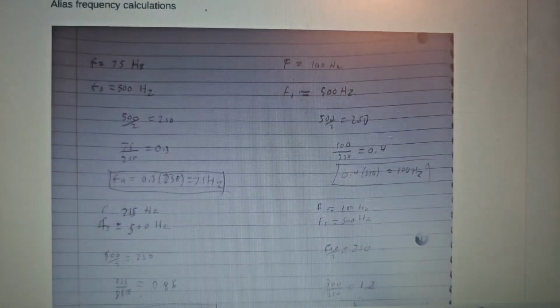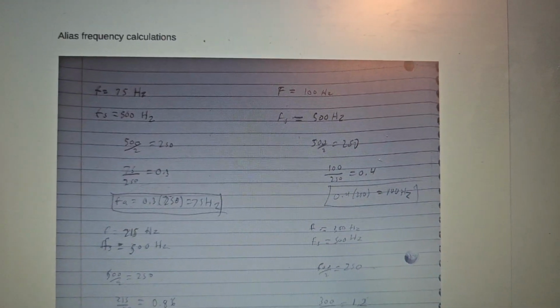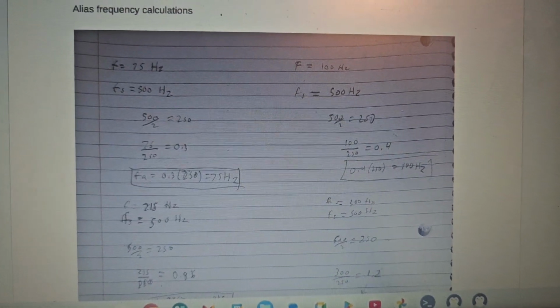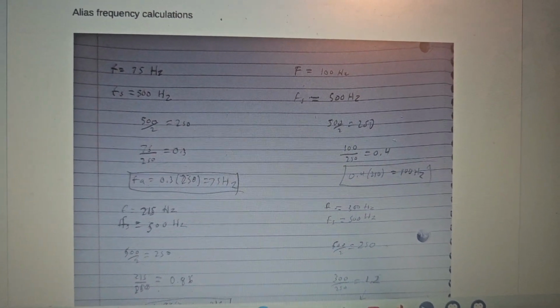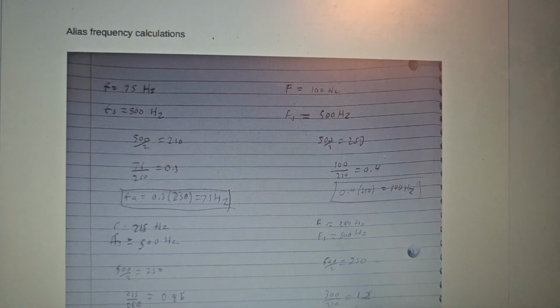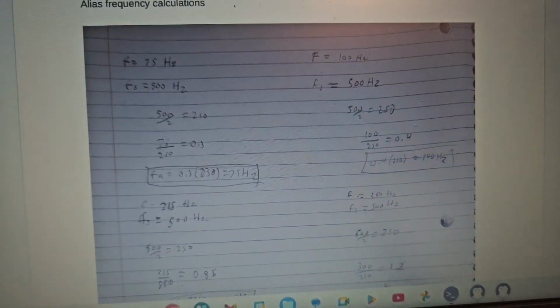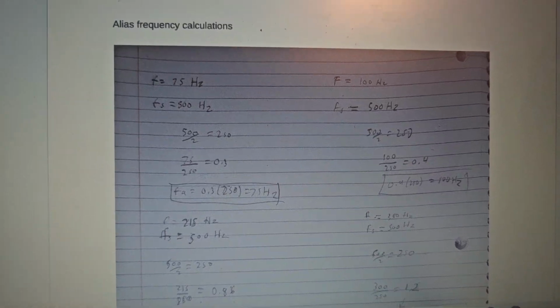Next, to figure out our theoretical alias frequency calculations, what I did is I took the sampling frequency, divided it by 2, and then took the frequency of the signal and divided that by the sampling frequency divided by 2, and then multiplied that again by the sampling frequency divided by 2. So for example, at a frequency of 75 Hertz, at a sampling frequency of 500, we get 75 Hertz for the aliasing frequency.